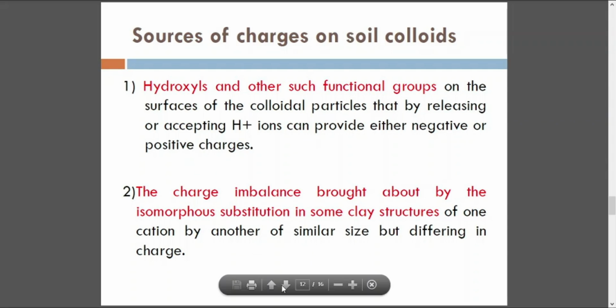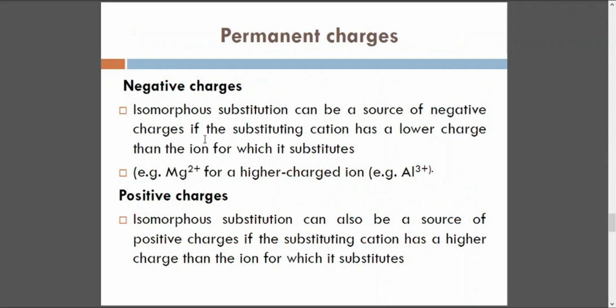For example, for negative charges to be created, we normally have a cation with a lower charge replace a cation with a higher charge, for example, magnesium replacing aluminium. And then for positive charges to be created, we normally have substitution of cations with lower charges by ions or cations that have higher charges, for example, aluminium replacing magnesium, and then we will have a positive charge created.